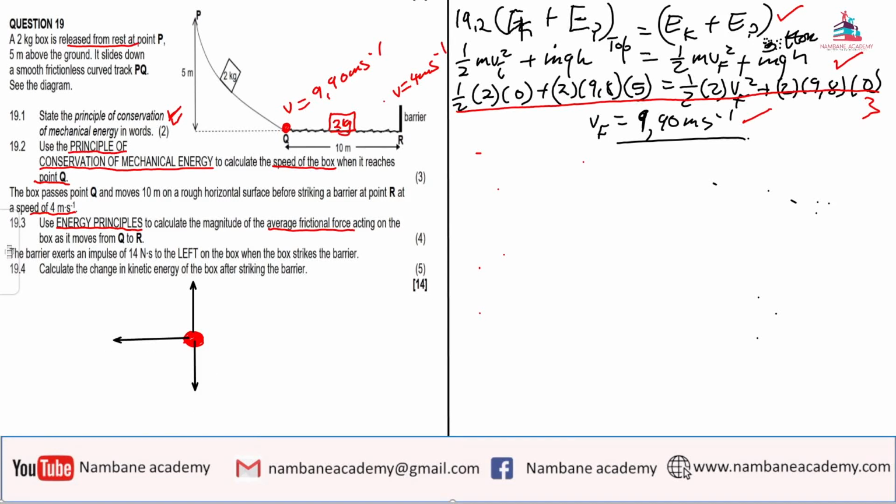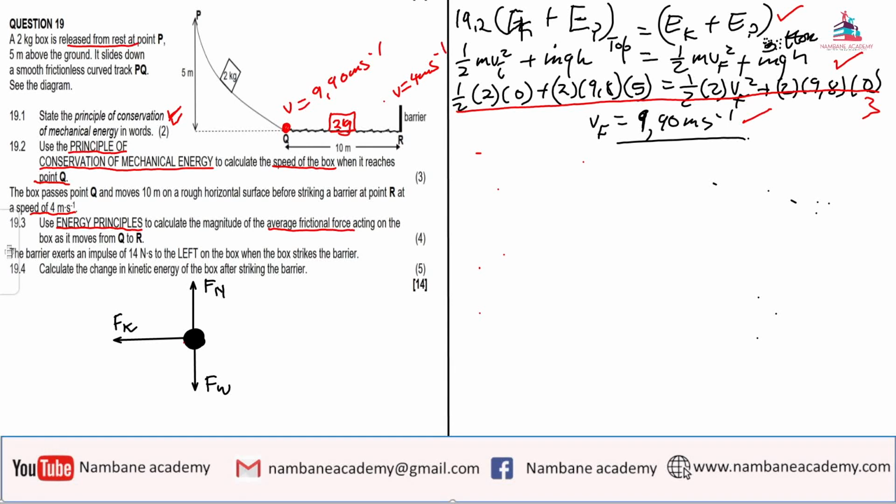Let me label everything I have. It's F normal, it's FW, and this is my frictional force. I do not have the force applied. Why? Remember, it was sliding on its own from P, Q, R. So I do not have force applied. The only force that is doing work here is the force of friction.